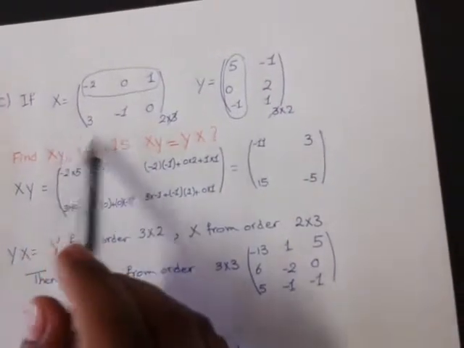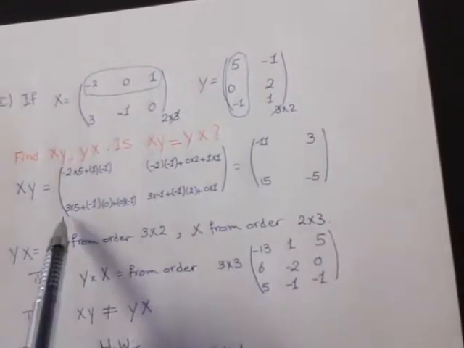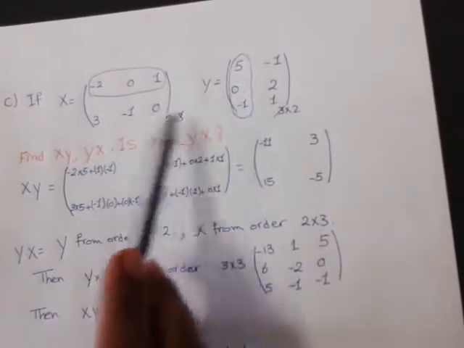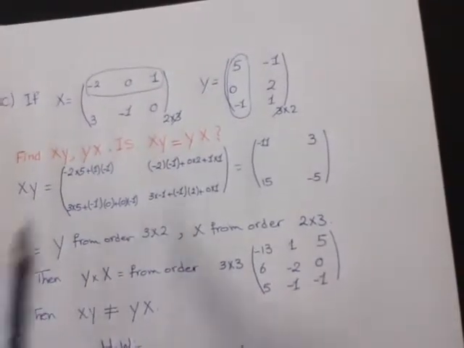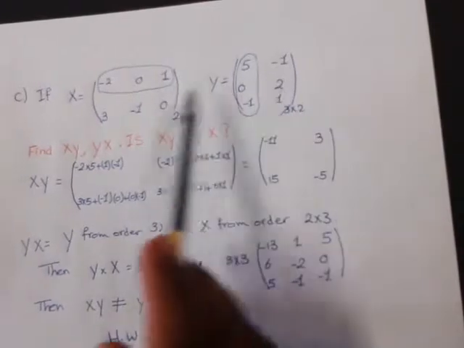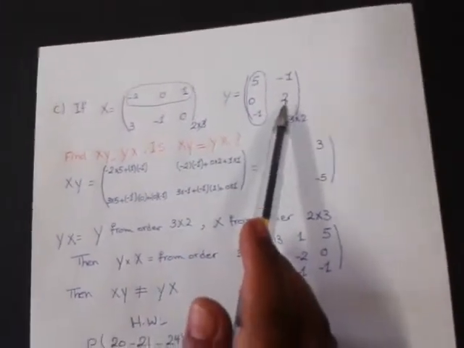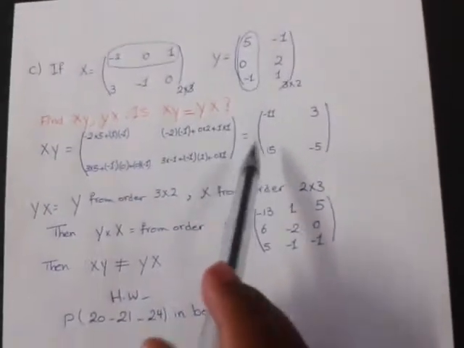And also the second row times the first column, 3 times 5 plus negative 1 times 0 plus 0 times negative 1. And the last element is 3 times negative 1 plus negative 1 times 2 plus 0 times 1. Then we find the answer.